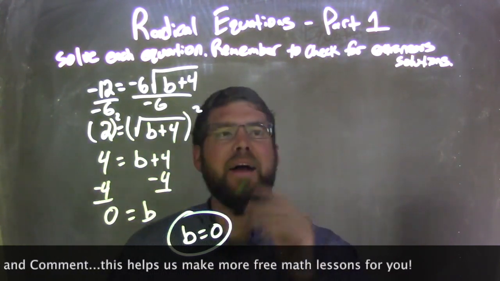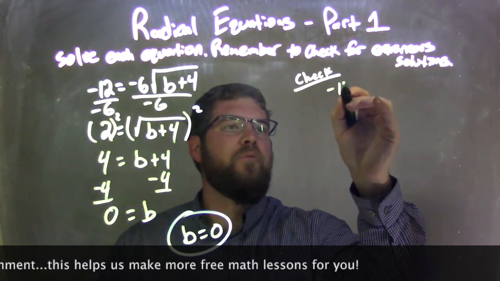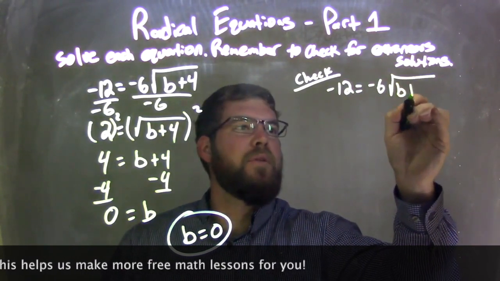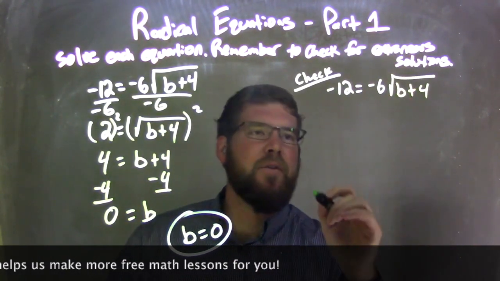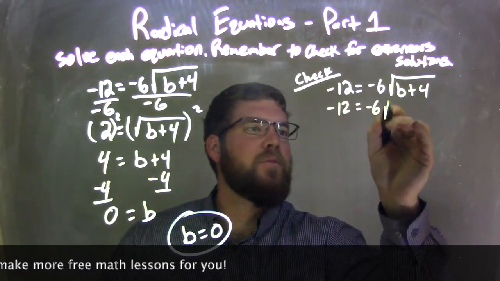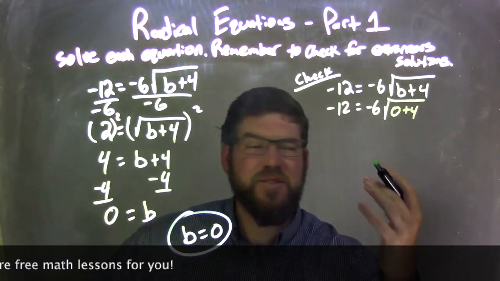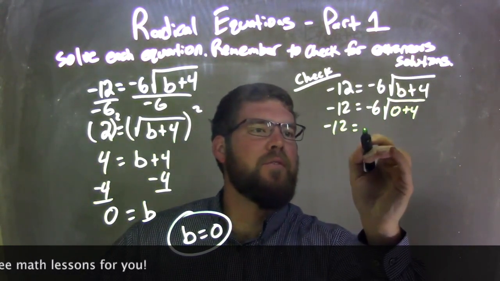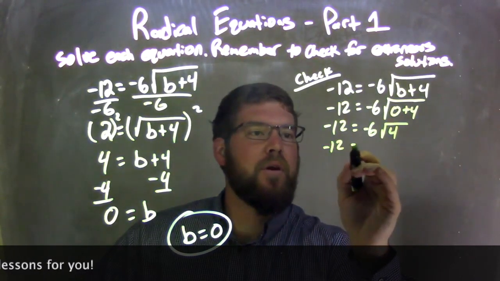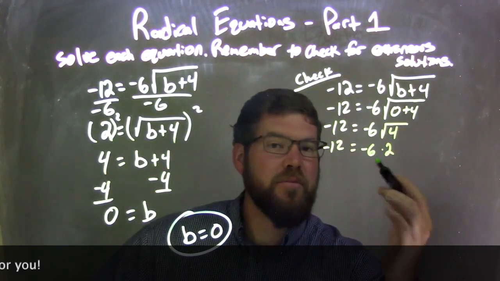So now I need to check. I'm going to check this. So I rewrite the equation: negative 12 equals negative 6 times the square root of b plus 4. And I'm going to plug 0 in for the variable b. Negative 12 equals negative 6 square root of 0 plus 4. Well, 0 plus 4 is just 4, right? So we have negative 12 equals negative 6 square root of 4. Square root of 4 is 2, so negative 12 equals negative 6 times 2. Negative 6 times 2 is negative 12.